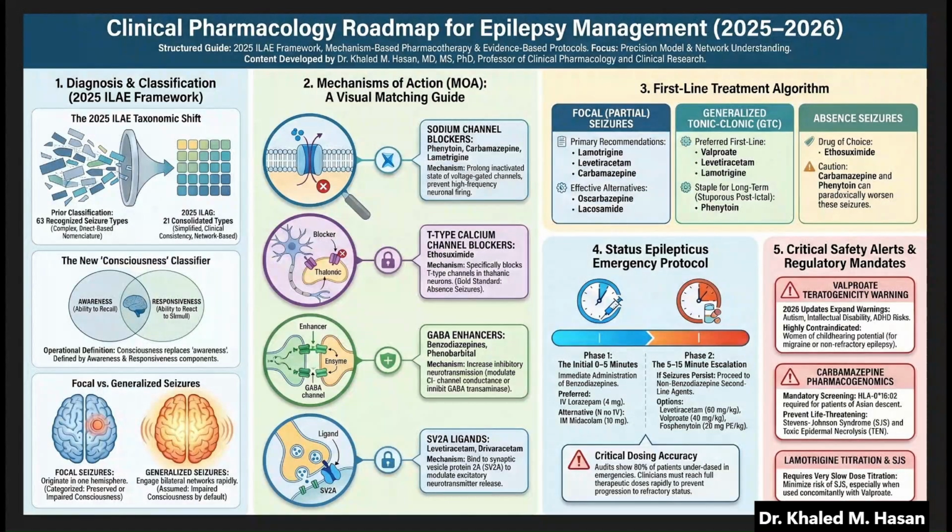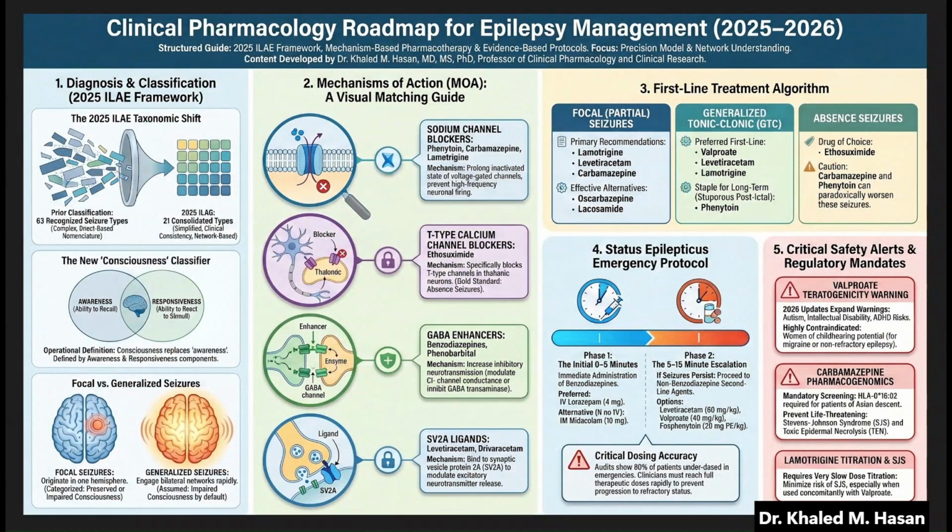Phase 1, the initial 0 to 5 minutes: first-line benzodiazepines. Immediate administration of rapid-acting GABA enhancers is critical. Preferred: IV lorazepam, 4 mg. Alternative, if IV access is unavailable: IM midazolam, 10 mg. Phase 2, the 5 to 15-minute escalation: second-line non-benzodiazepines.